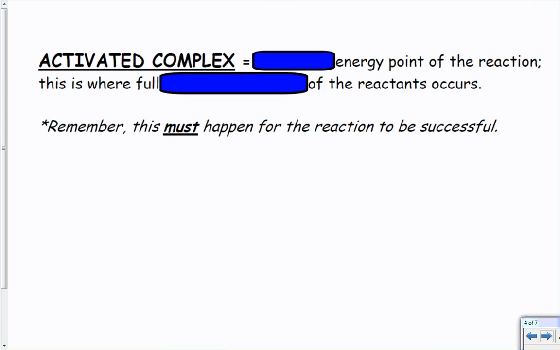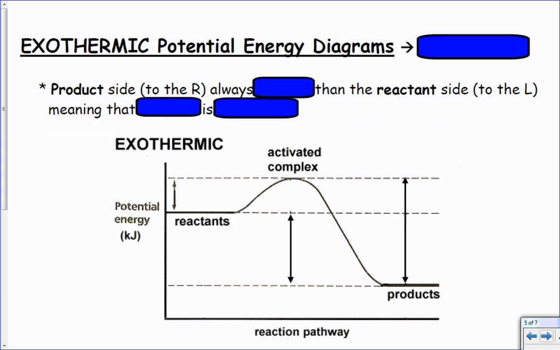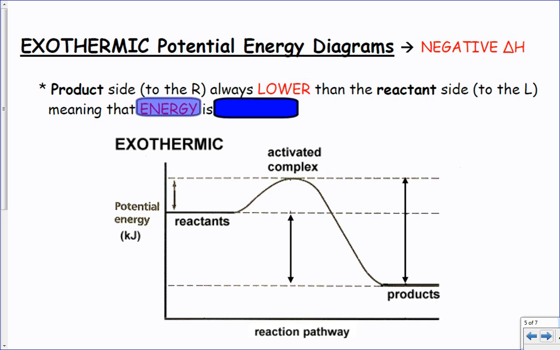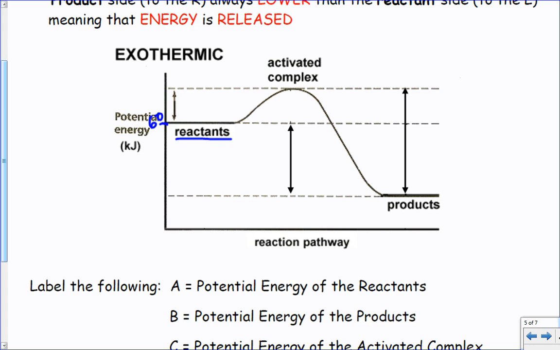Okay, so the activated complex is the highest energy point of the reaction. It's where the rearrangement happens in the chemical reaction. All chemical reactions will have them. Exothermic, heat is given off, so we have a negative delta H. I always end up with a lower energy because energy is being released. And now notice the reactants are higher. The reactants start at 60 and the products are down to 20. So from higher to lower, exothermic, energy is given off.